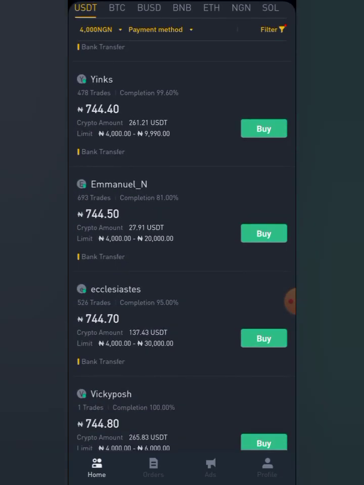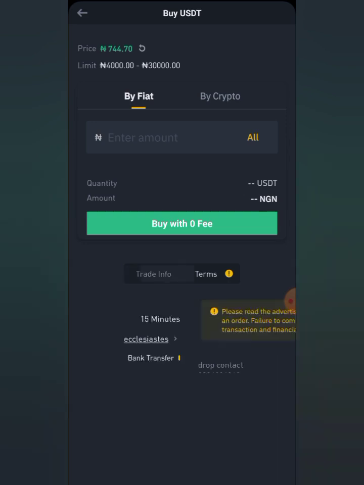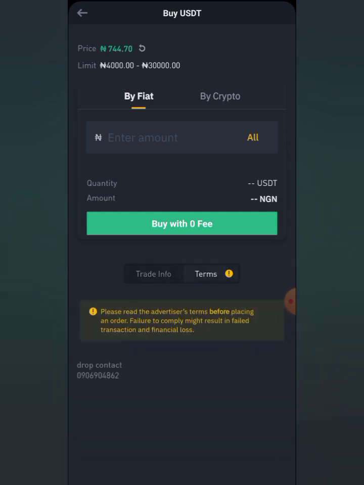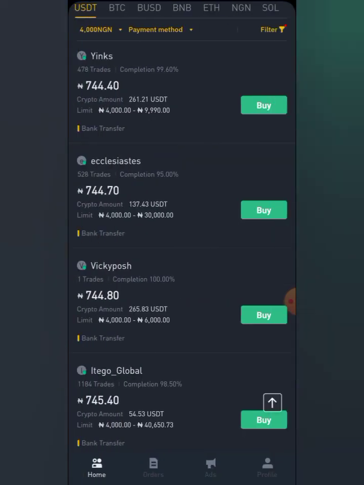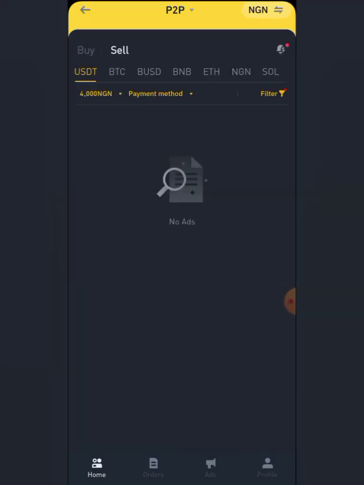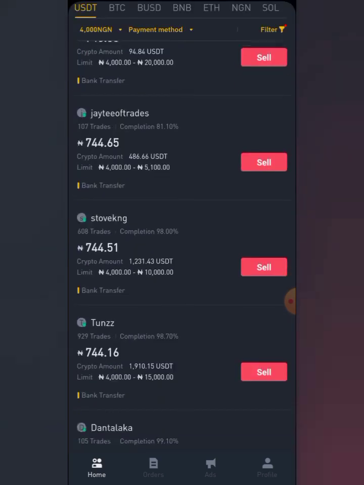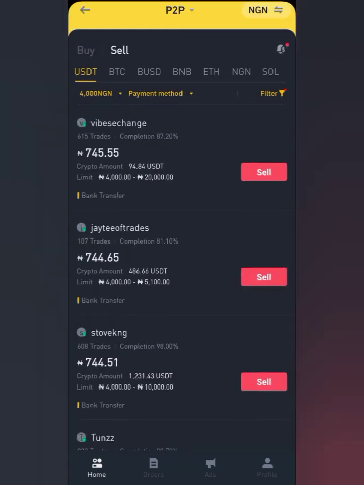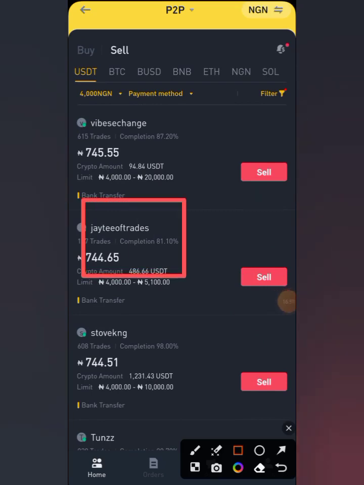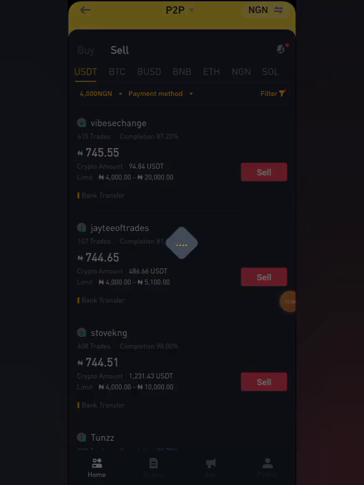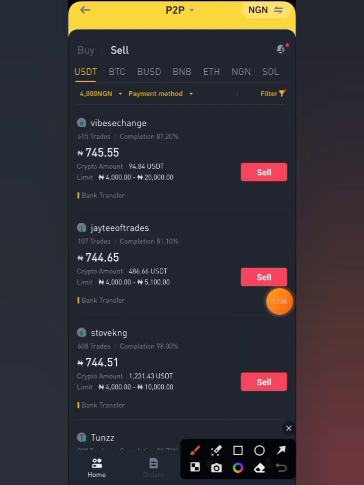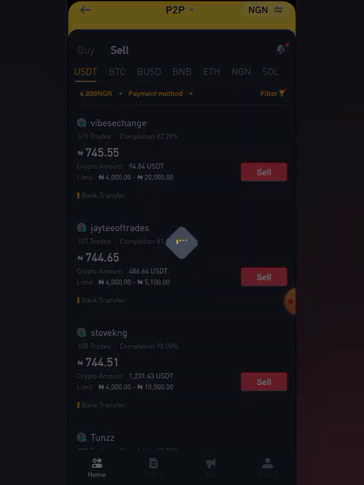Okay, let me say I want to buy from this particular merchant, and then we'll come to terms and click on terms. Once you click on terms, this one did not put any good terms here. Let's go to the seller section so that I will show you again what most of these guys do. Let's look at this second trader here. This trader is not trusted. Look at his completion rate, it is very low. His completion rate is 81.10%, and he has done a total number of 107 trades.